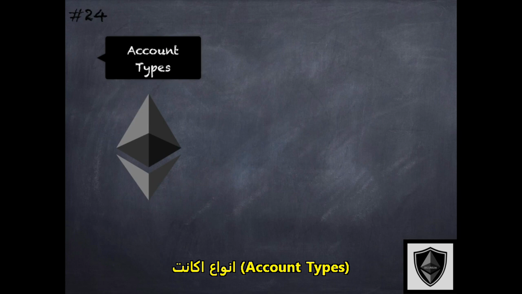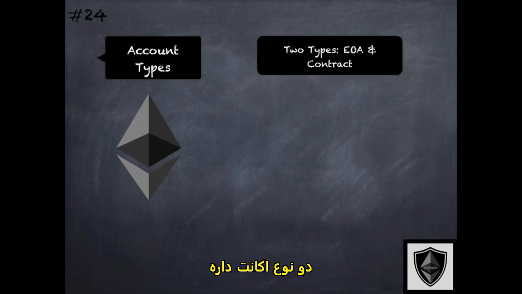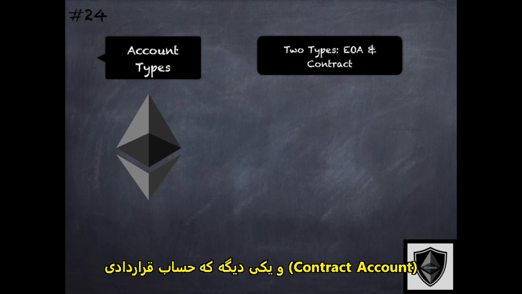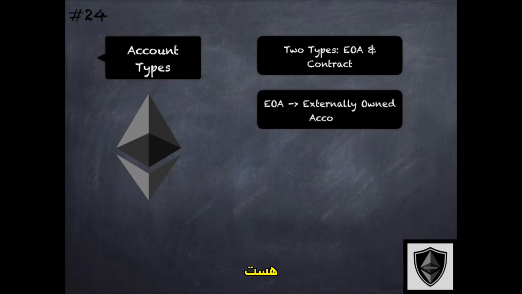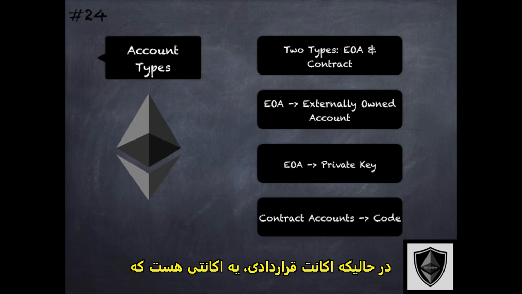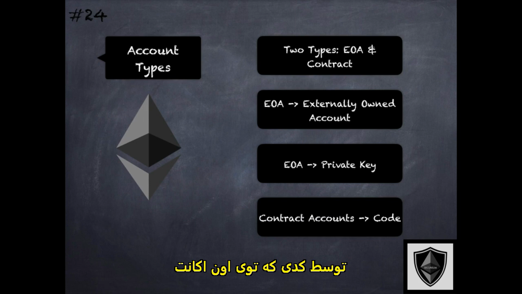Account types. Ethereum has 2 account types. There's an externally owned account, or EOA as it is known, and then there is a contract account. The EOA is an account that is controlled by a private key, whereas a contract account is an account that is controlled by the code that is contained within that account.